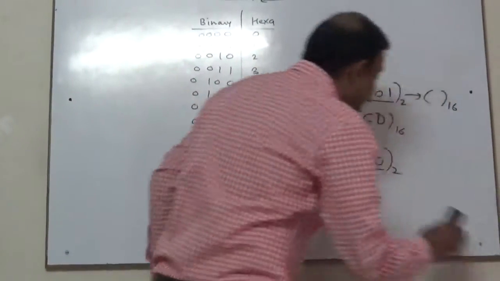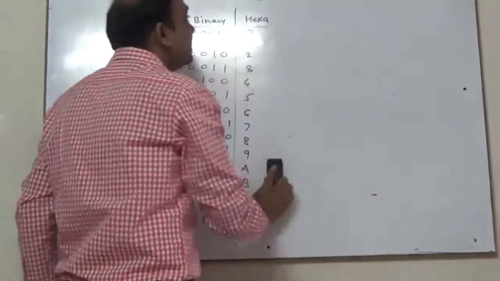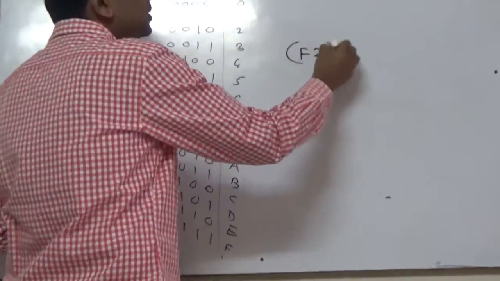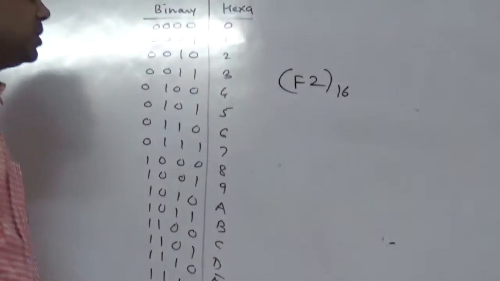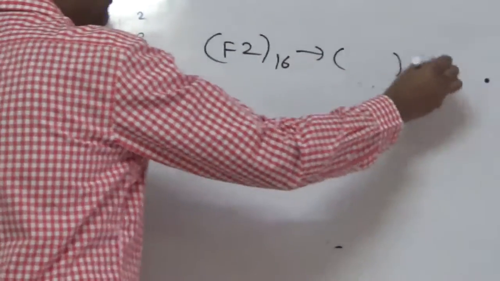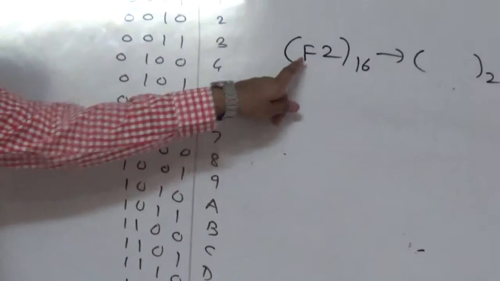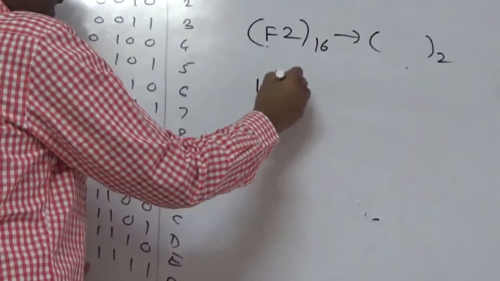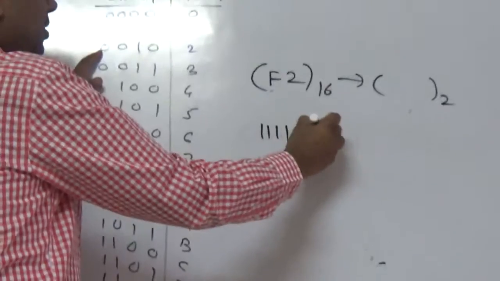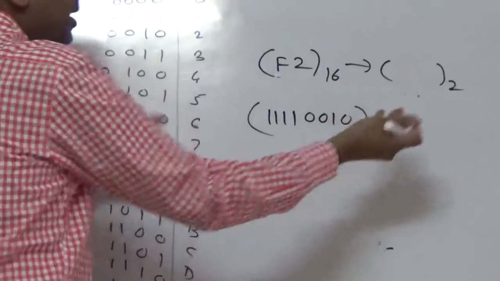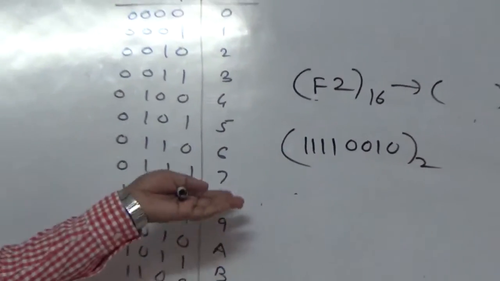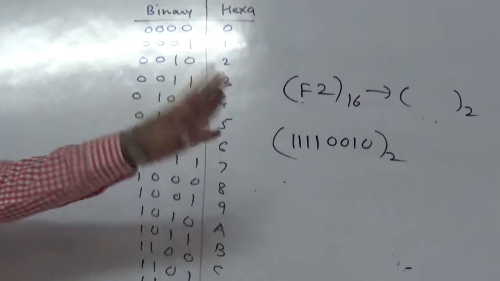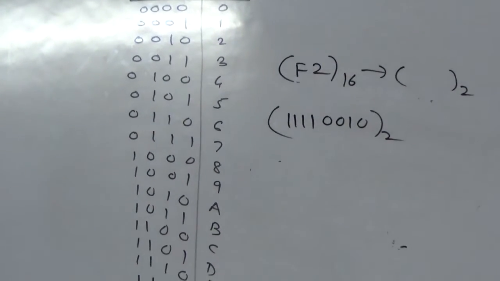Now the reverse process, that is hexa to binary, is also very simple and straightforward. Suppose I have F2 as a hexa number and I want to convert it into binary. How will you do it? What is F? This time we are doing it the reverse way. F is 4 ones. What is 2? 0010. So this is the equivalent binary number. It is very simple and straightforward. We just have to remember this table. So we can easily convert from hex to binary or binary to hex.